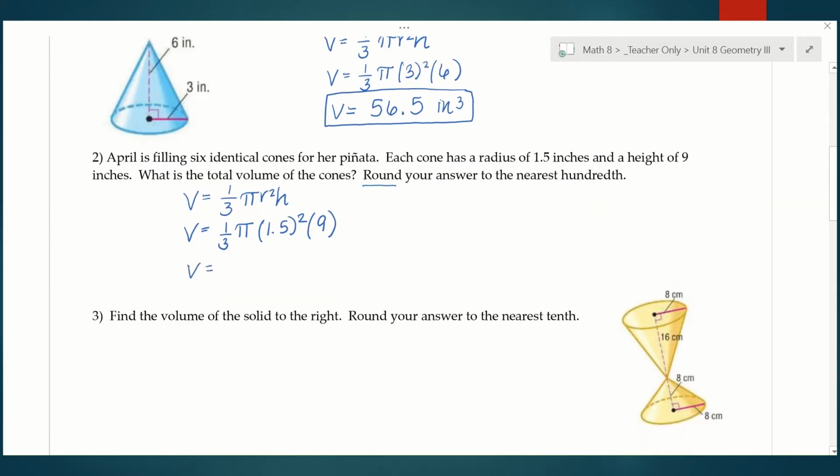Okay, so again, practice typing in this entire thing to your calculator, whether you're using the fraction key for 1/3 or whether you're multiplying it all and then dividing by 3. And we should be getting 21.2057. I'm just going to write out a bunch of numbers here. And again, we need to take that number and multiply it by 6 because there are 6 identical cones. Then for our final answer, we are rounding to the nearest hundredth. So after you multiply by 6, we're ready to round: 127.23 cubic inches.